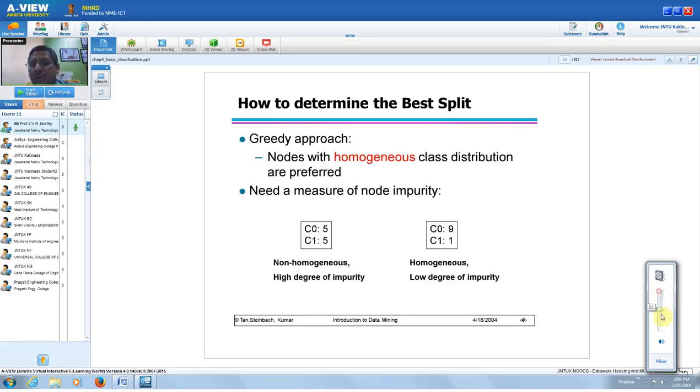Okay. We are going ahead with a greedy approach, and we consider that nodes with homogeneous class distribution are preferred. That is our idea, and we need to measure the node impurity.